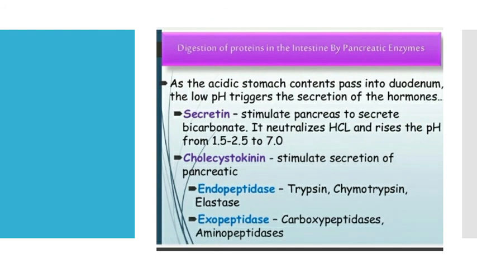Digestion of protein in the intestine by pancreatic enzymes. After the stomach, as the acidic stomach contents pass into the duodenum, the low pH triggers the secretion of hormones. Secretin stimulates the pancreas to secrete bicarbonate. It neutralizes HCl and raises the pH from 1.5 to 2.5 up to 7.0.